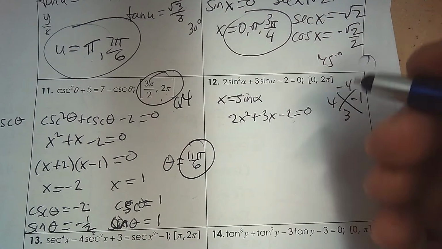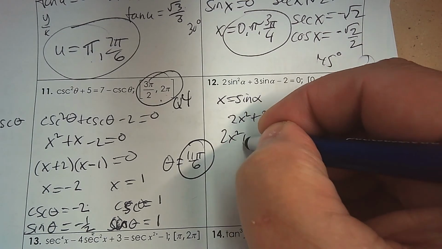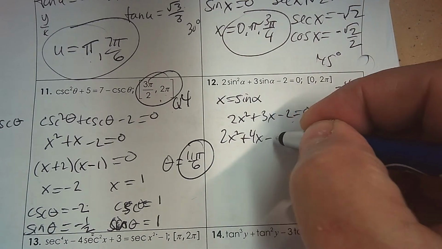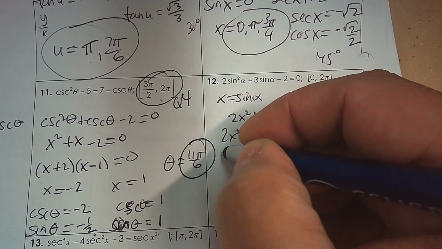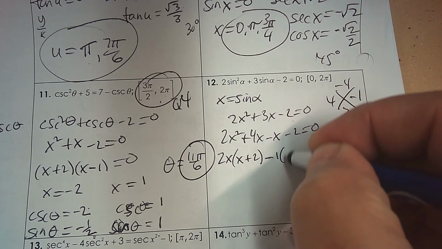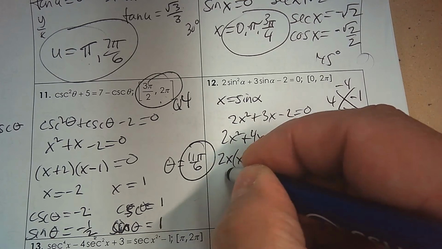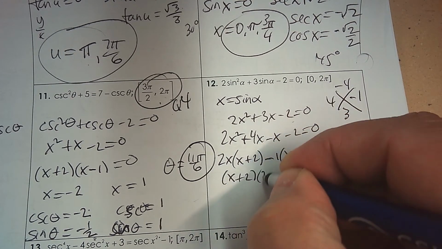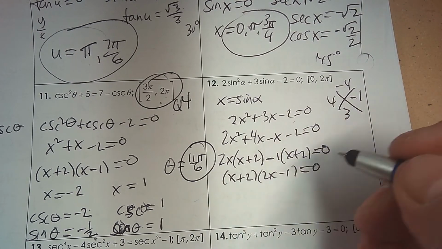And then when I factor this, I'm going to factor by grouping. So I have 4 and negative 1. And then I factor out a 2x, and I get x plus 2, and a negative 1, and I get x plus 2. So I have x plus 2 and 2x minus 1. I'm going to solve for x and then plug back in.